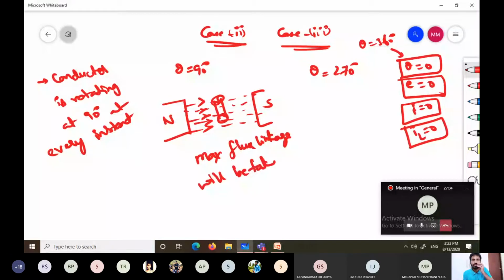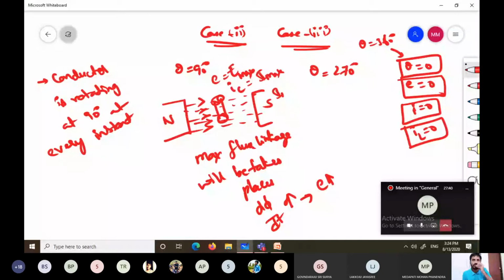Okay, so maximum flux linkage will take place. If maximum flux linkage means dφ/dt is maximum, then the E value is maximum. So in this particular case, θ equals 90 degrees, EMF is maximum. If EMF is maximum, what happens to the coil current? Coil current is also maximum. What happens to the load current? Load current is also maximum. Remember this. These are the points of the second case.